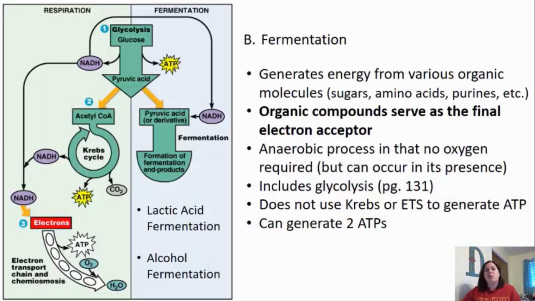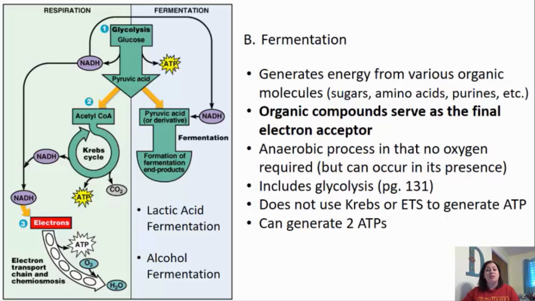The last example we saw here was fermentation. Now, fermentation generates energy from various organic molecules such as sugars, but also amino acids and purines. Organic compounds serve as the final electron acceptor, and this is what makes it different than anaerobic respiration. It is an anaerobic process in that no oxygen is required, but oxygen can be present. All right, it doesn't have to be there, but it could be there.